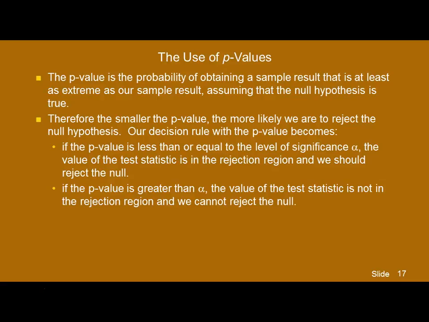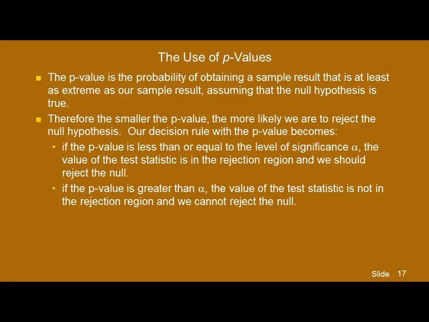Let's give a definition to what p-values are, even though we won't actually calculate one right now until we get to a problem. The p-value is technically the probability that we get a sample result that's at least as extreme as what we did get in our sample, assuming the null hypothesis to be true. In other words, if the null is true, did we observe something in our sample that's unlikely if the null is true? So the smaller the p-value, the more likely we are to reject the null hypothesis.